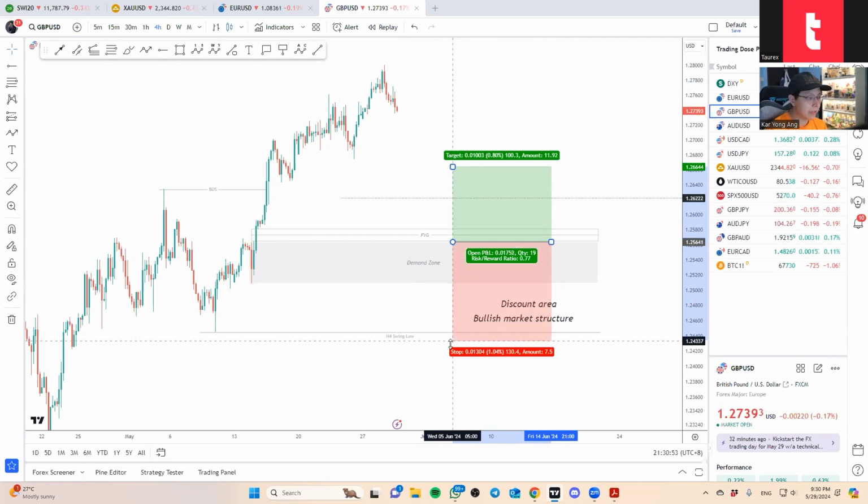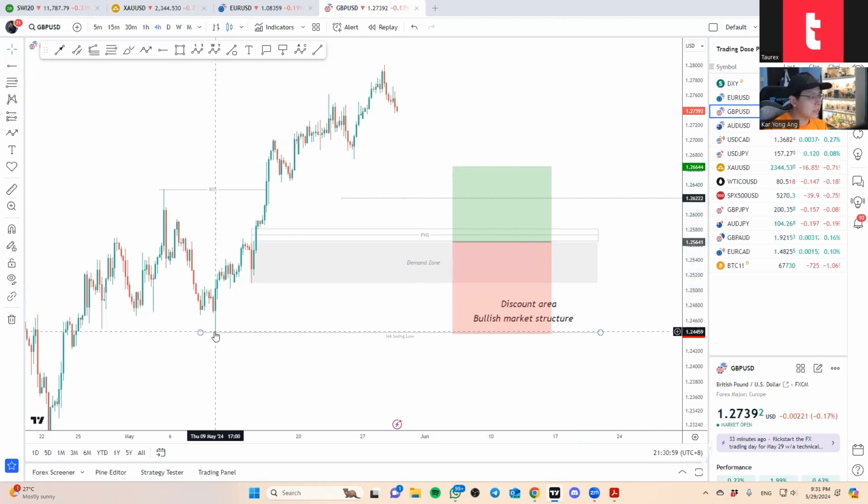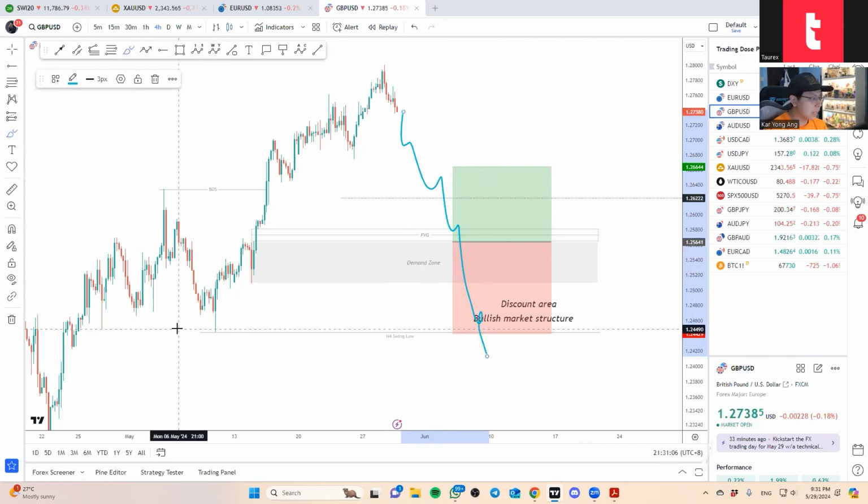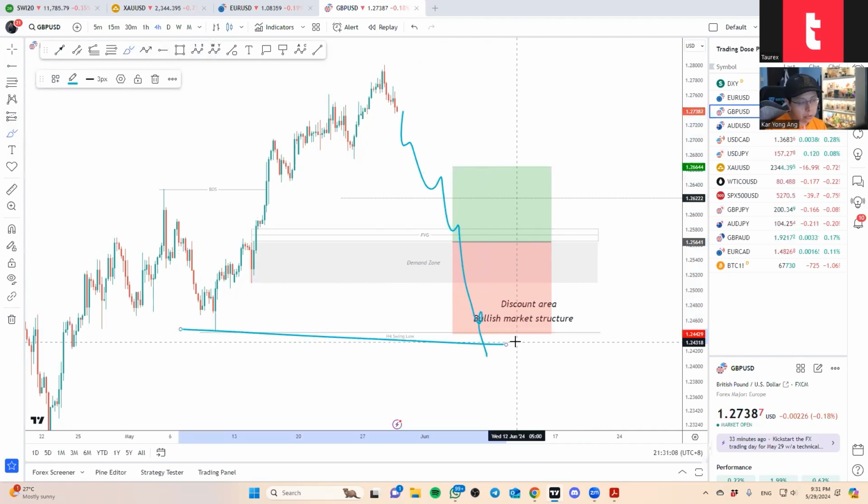You can place it at the swing low, depending on how conservative you want to be. Obviously, the safest place to put your stop is the swing low, because if the market comes down and takes out the swing low, we're no longer in a bullish market structure. And that's the reason to get out of a buy.